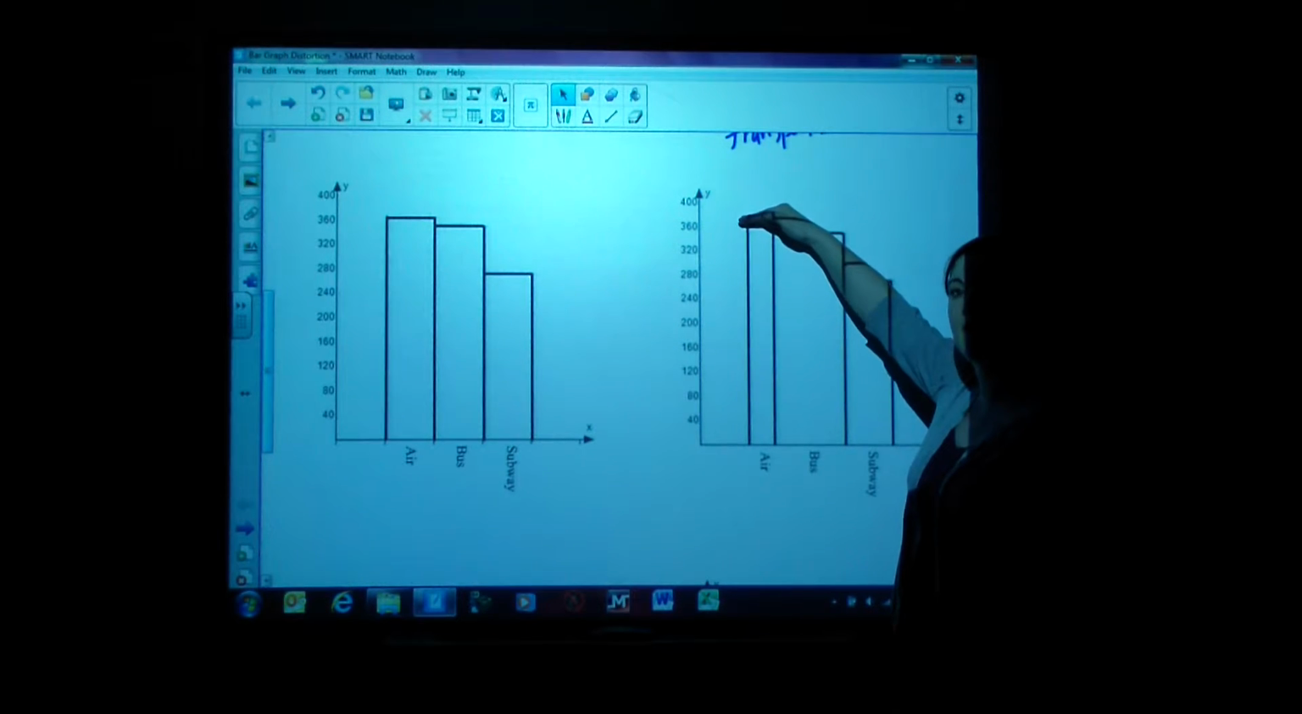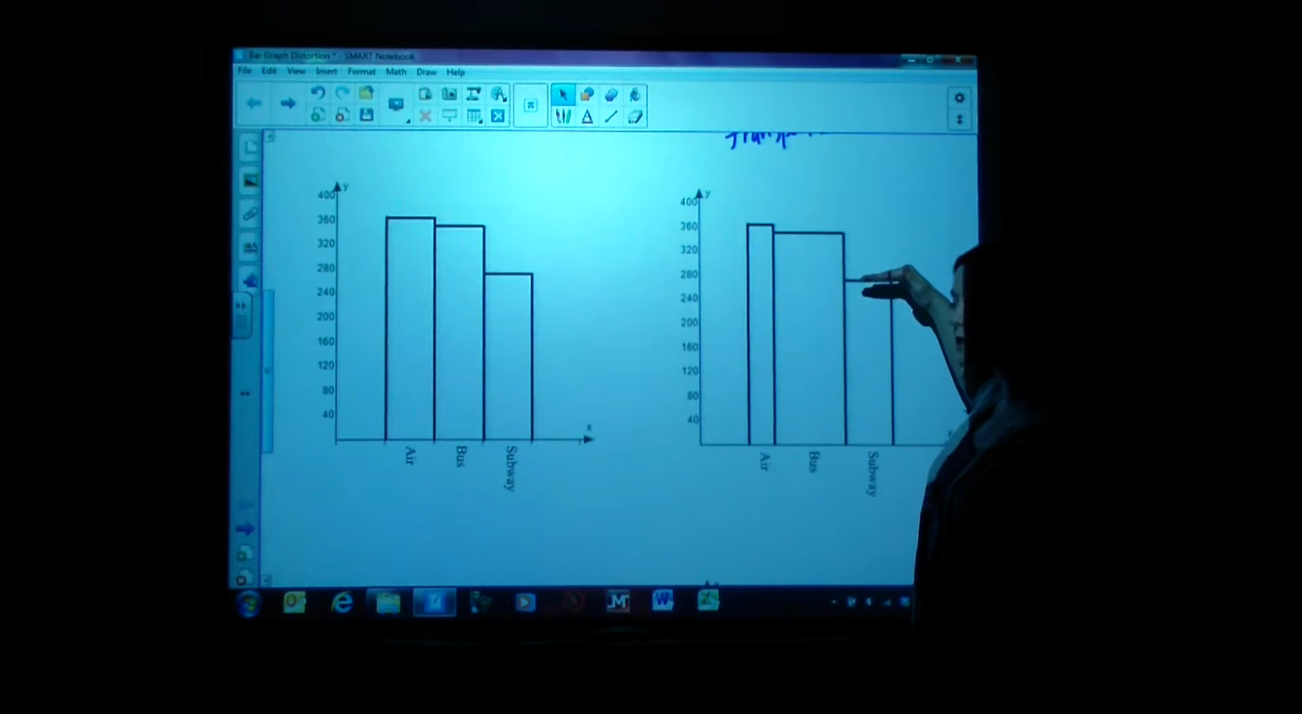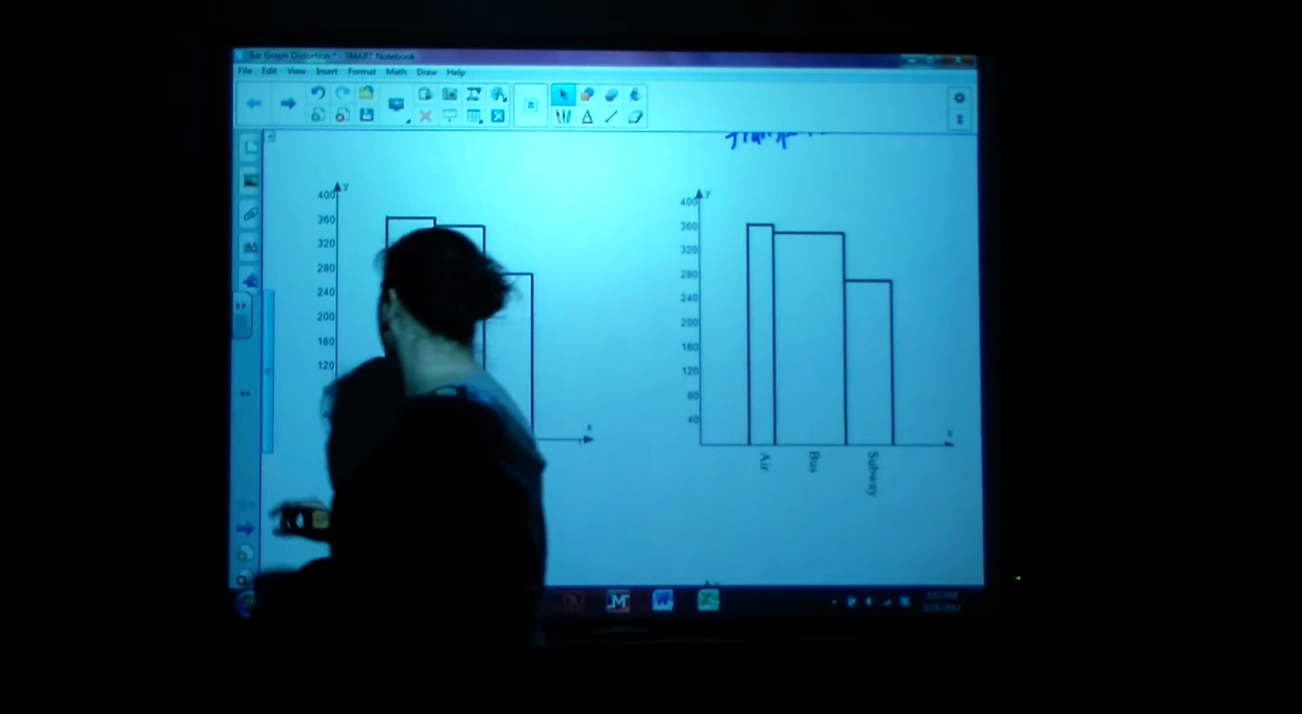The air does have the highest numerical value. Subway has the lowest numerical value. Okay? The bus is not twice as big as the subway, or even bigger, because the bar looks that way. That doesn't make it true. So let's keep that in mind.